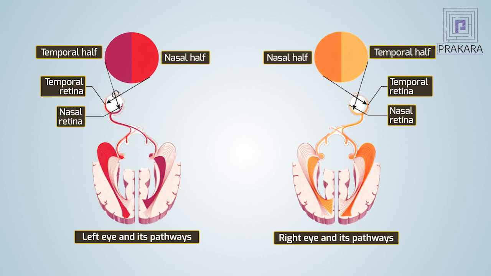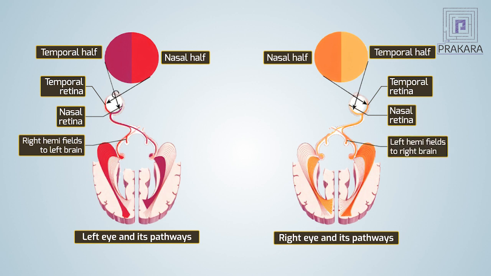Another important point to note is that the information received by the right hemifields, that means the right half fields of both eyes, is conveyed to the left brain, whereas the information from the left hemifields of both eyes is conveyed to the right brain. Let's do a little summary.